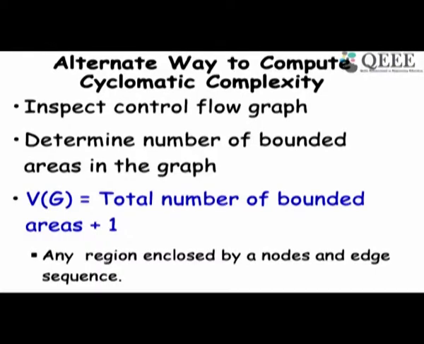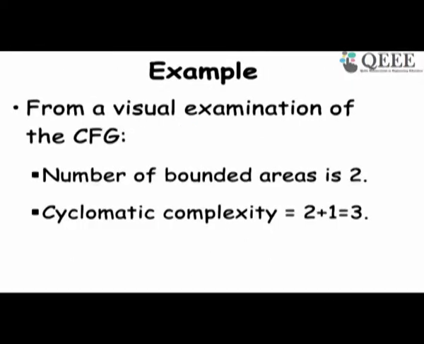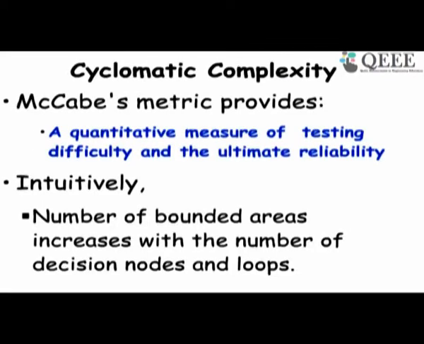The cyclomatic complexity is equal to the total number of bounded areas plus 1. So the number of bounded areas: this is one area and there is another bounded area here. So 2 plus 1 is equal to 3. We can get the same answer by just visually looking at the diagram and computing how many bounded areas there are, plus 1. That's the formula for the cyclomatic complexity. We will get the same result as E - n + 2. Okay, the visual examination leads to 3 as the cyclomatic complexity for the same program.